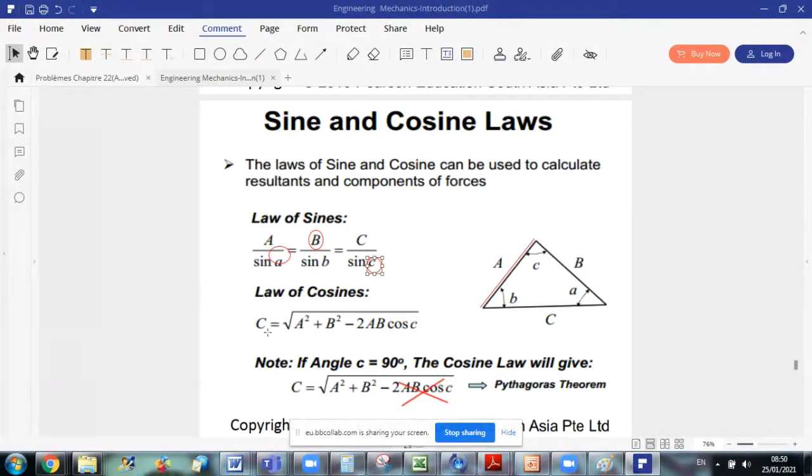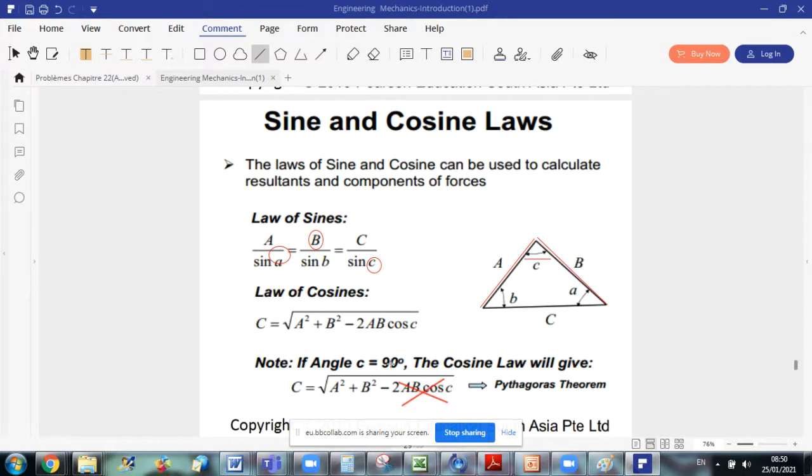Another law that is very important is the law of cosines. So if I have a triangle and I want to, for example, calculate the magnitude C, to use the cosine law, I should know the magnitude A, I should know the magnitude B, and I should know the angle between A and B. Then I can write that the magnitude of C is radical A squared plus B squared minus 2AB cosine C. So this is the cosine law.